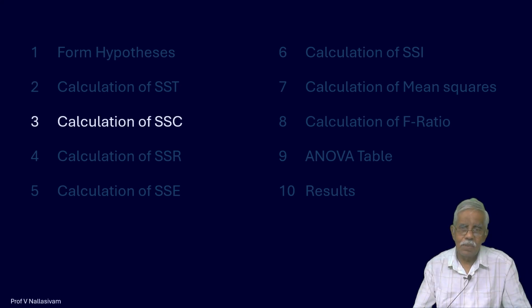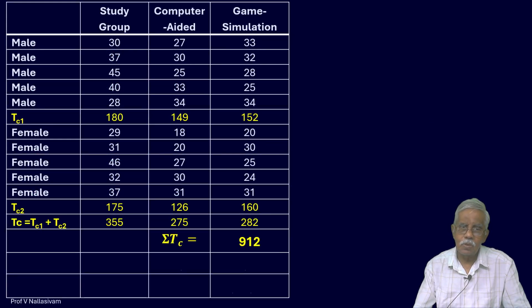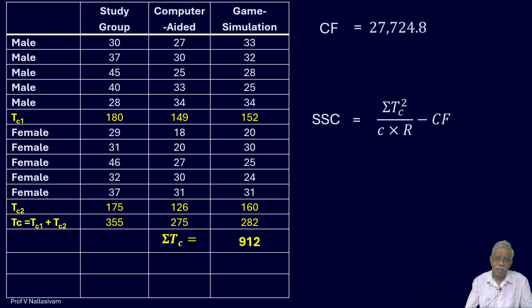For this, we need to calculate a few more values. Let us add two new rows to the bottom. The formula that we are going to use to calculate is SSC equal to sigma T c square by small c times capital R minus CF. We have the value of CF. It is 27,724.8, and we know the value of small c and capital R. They are 5 and 2. But we have to find the value of Tc square.